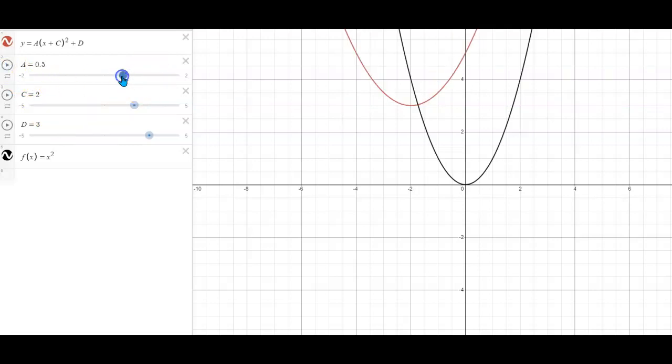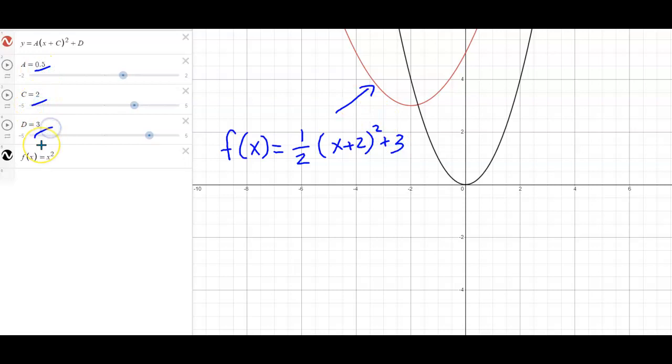Let's go back to what that is. So what this graph is right here, if I were going to talk about this graph right here, this is f of x equals 1/2 (x plus 2) squared plus 3, just reading from each of these sliders here. All right.